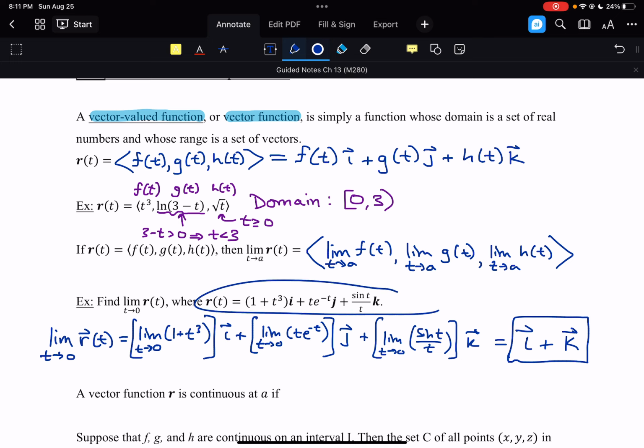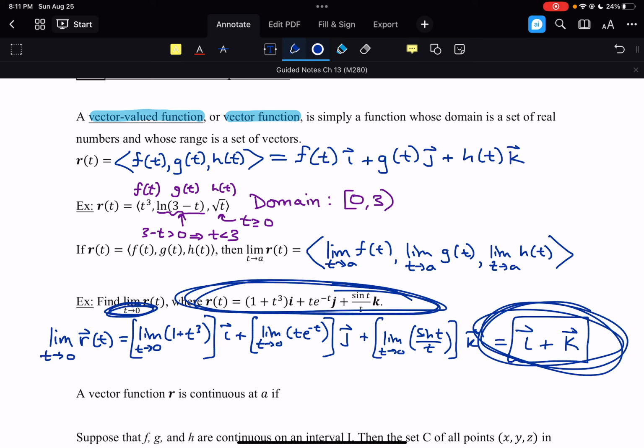Okay, so as t approaches 0, this vector function approaches this vector. So it starts kind of lining up into place. It's like over here, and then as t gets closer and closer to 0, it's going to start getting closer and closer to that vector in question.